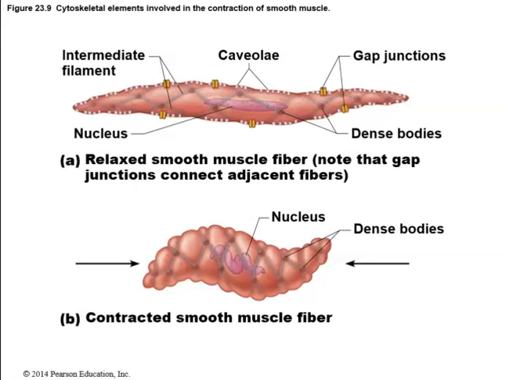And here we see a smooth muscle fiber that's both relaxed and contracted. Up here we'll see a relaxed smooth muscle fiber. There are gap junctions that connect adjacent fibers. So here are those gap junctions. And then here we see a contracted smooth muscle fiber.